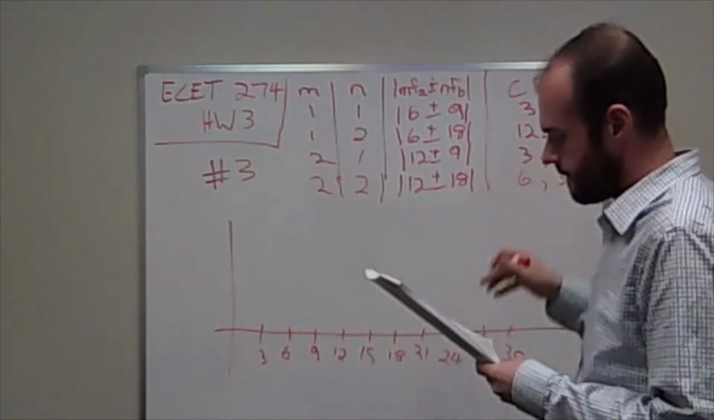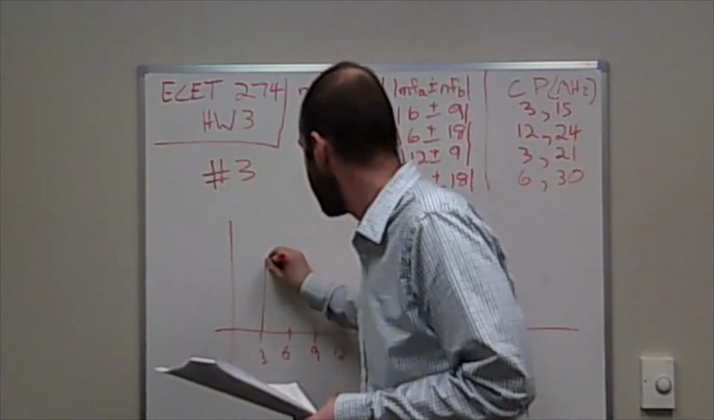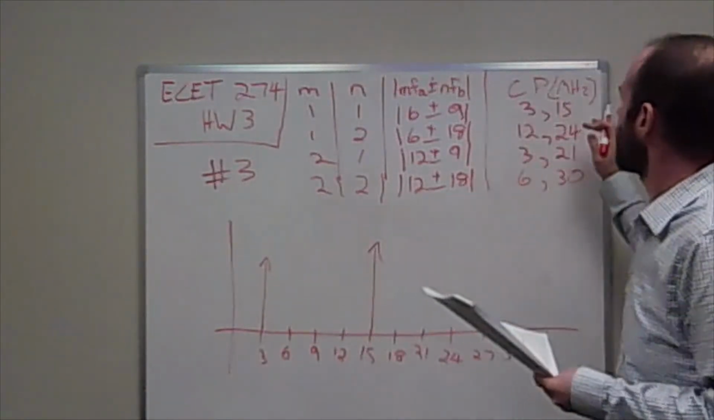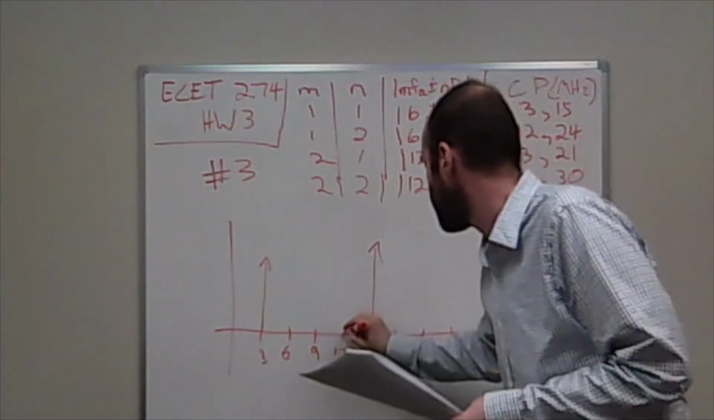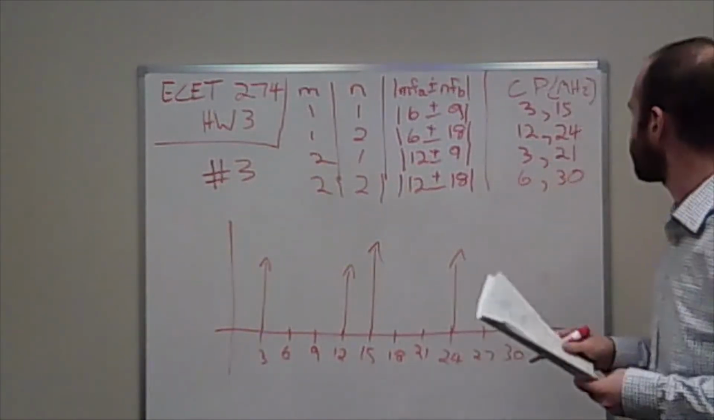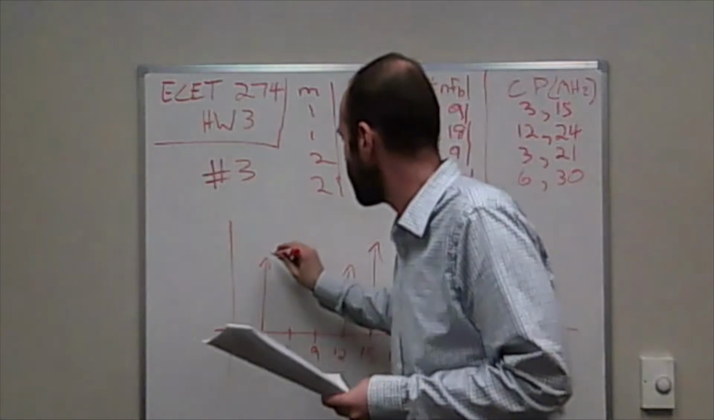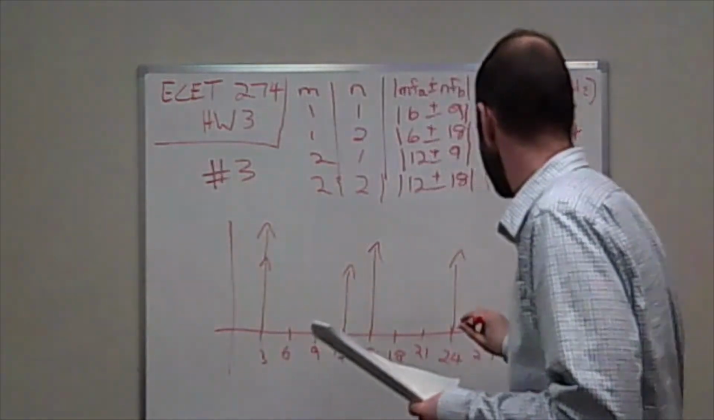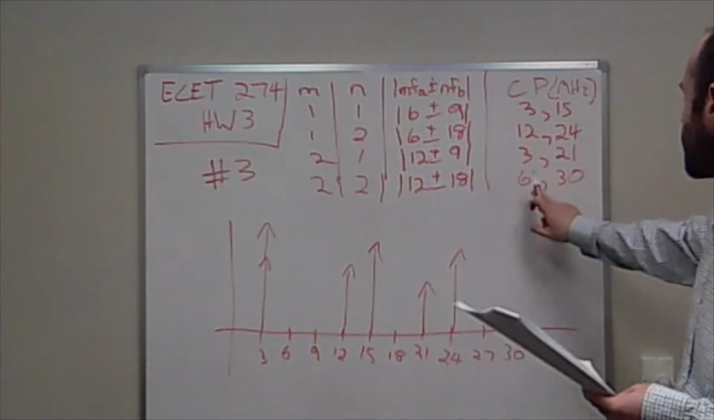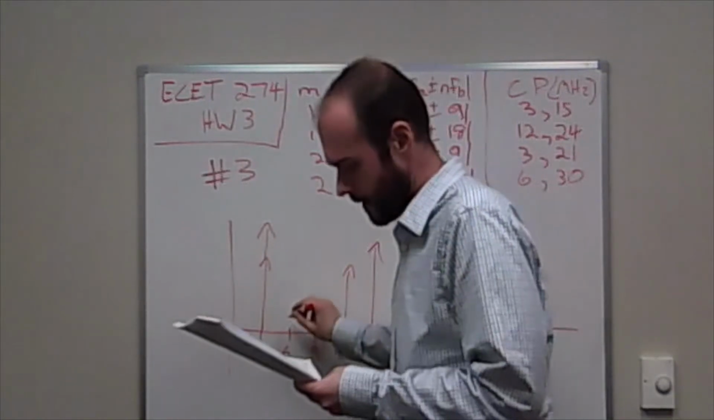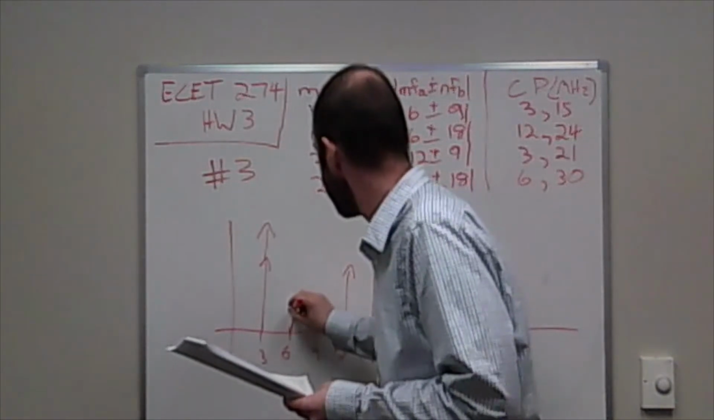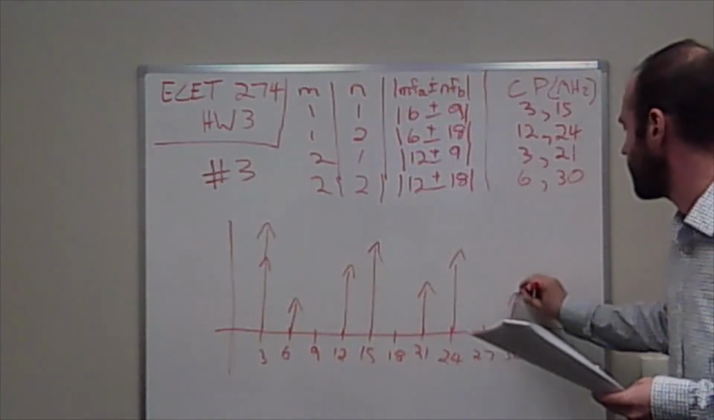We have 3 and 15. And then we have 12 and 24. 3 and 21. We have an additional 3 and then 21. And then we have 6 and 30. So at 6, that, and at 30, we have that.